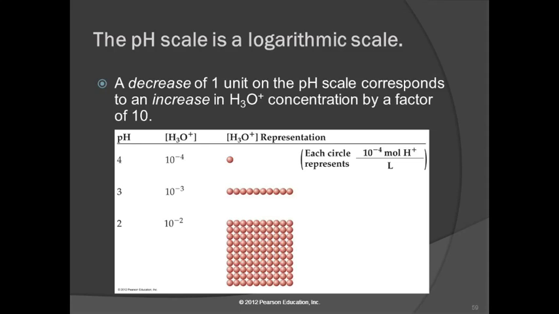The Richter scale for earthquakes is also a logarithmic scale. And so an earthquake that's magnitude 7 is 10 times worse than one that's magnitude 6. And so that's how pH is as well. Any questions?